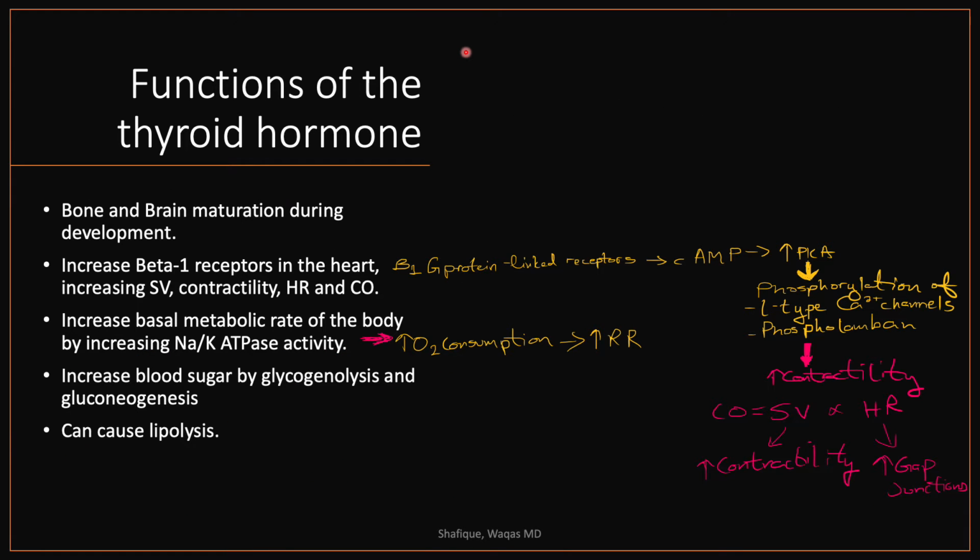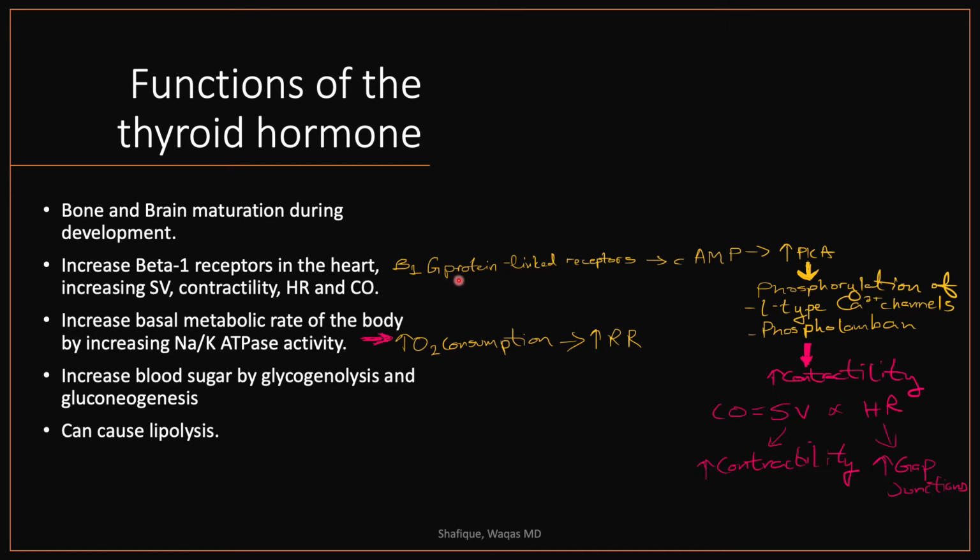So what are the functions of the thyroid hormone? In one sentence, it's to increase the metabolic activity of your body. It also has an effect on your heart. It increases your contractility, heart rate, and cardiac output. And the way it does that is by increasing the expression of beta-1 receptors.